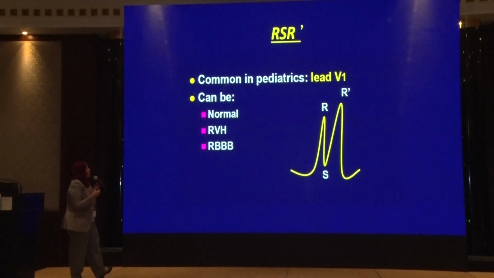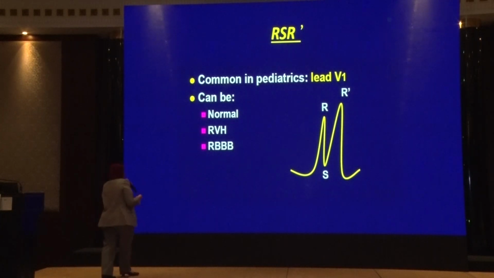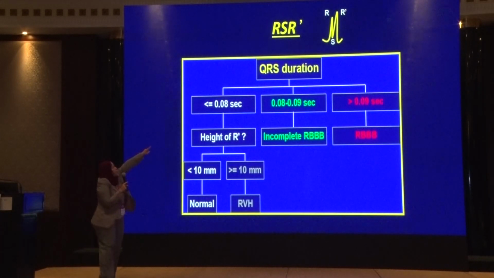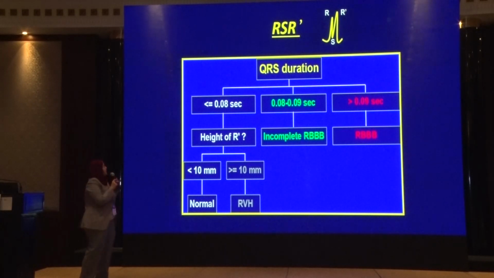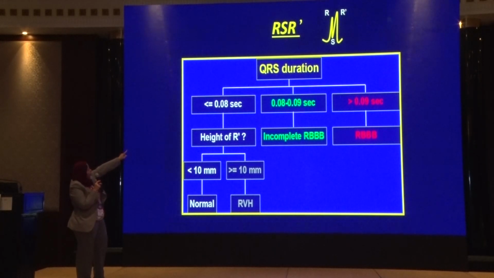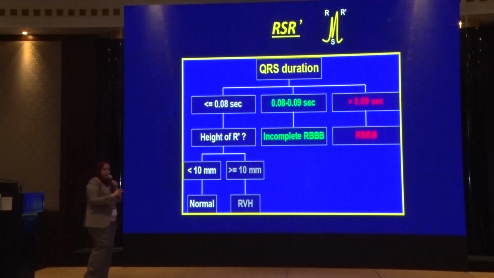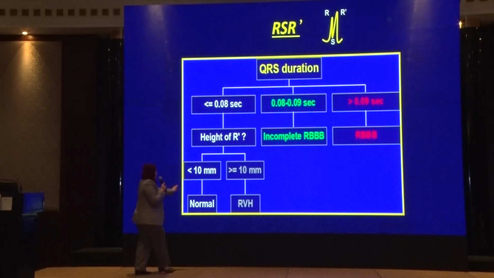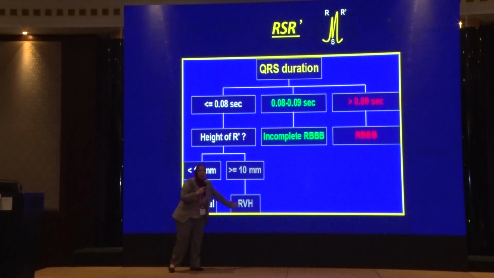This can be normal, or it can be in right ventricular hypertrophy, or it can be in right bundle branch block. How would I know the difference between the three of these? I will have to look for two things: the duration and the height. So, if I have this shape, I should ask myself, we said that the QRS in the pediatric, usually its timing is 0.08 seconds, okay? So when I see this shape, are we in the normal range? If we are in the normal range, I will look at the height of the R dash. If the R dash is less than 10 millimeters, this means I'm normal. If the R dash is very tall, more than 2 big squares, this means right ventricular hypertrophy.